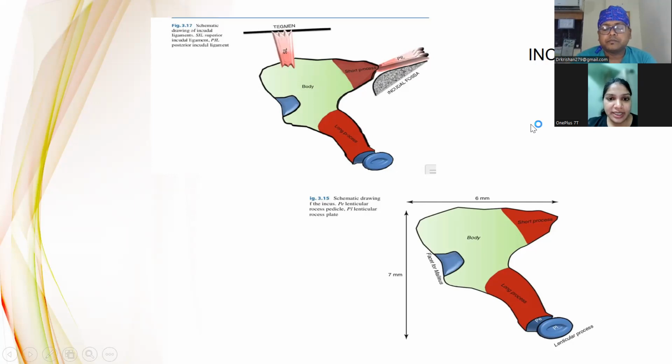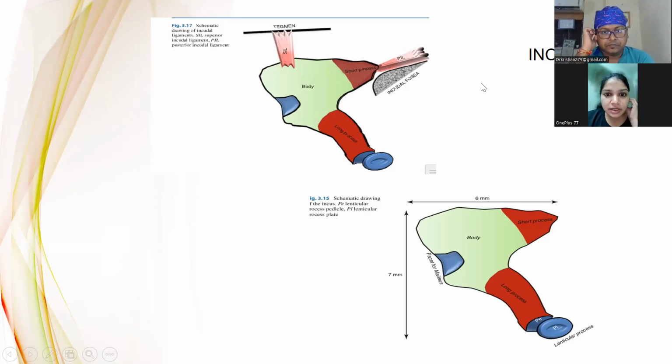Okay, and there are three parts, that is the body, short process, and the long process, and there is a fourth ossicle present, which is called the fourth ossicle. Actually, it is the lenticular process of the incus. It is called the fourth ossicle. Okay, this you have to remember because this is a very important question in the PG viva exam.